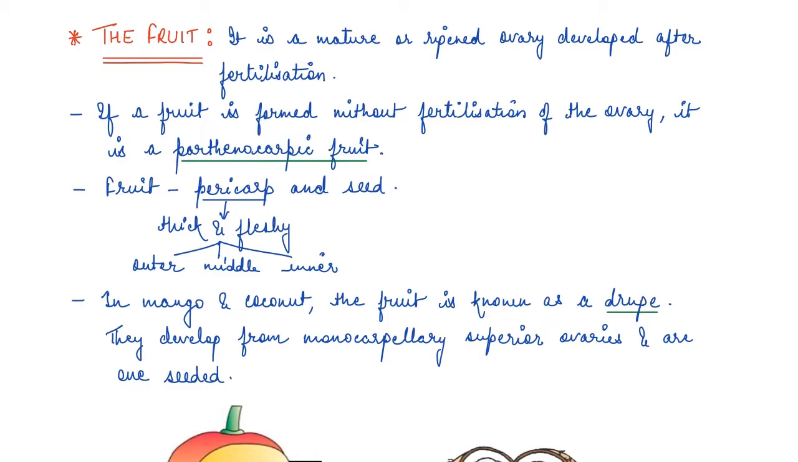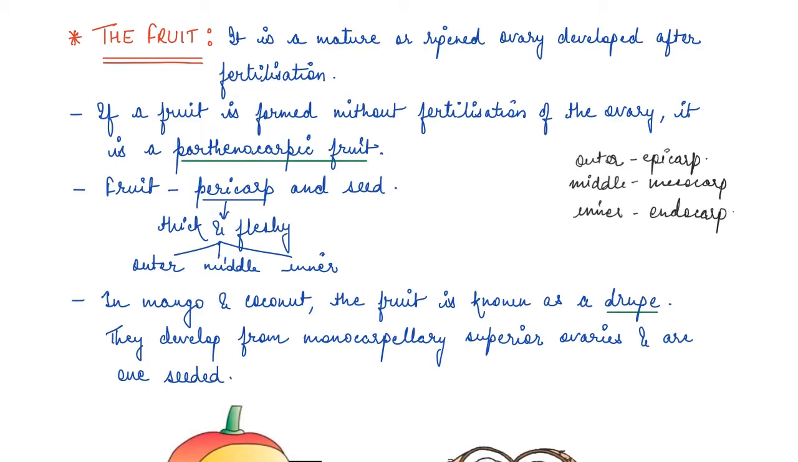So when pericarp is thick and fleshy, it is differentiated into an outer epicarp, there is a middle layer, mesocarp, and then there is an inner layer, endocarp.